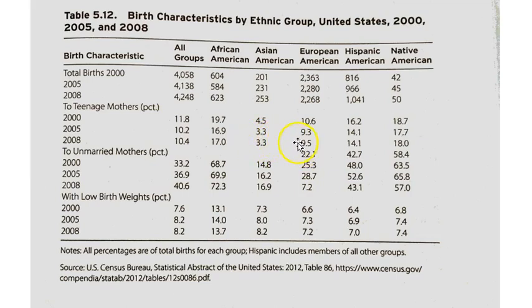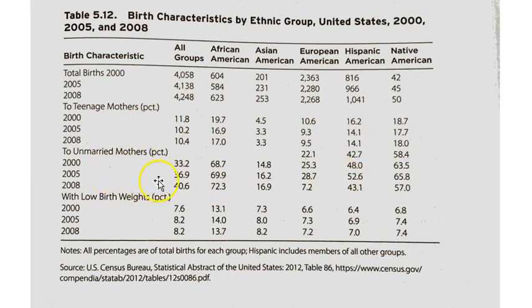For European Americans, it's close to the average. It's the dominant group, so that's not surprising. Hispanic Americans, slightly lower than African Americans for teenage births. And Native Americans come in, at least in recent times, as the highest group, slightly lower in 2000 than African Americans. So it's a complicated story when we look across different ethnic groups.